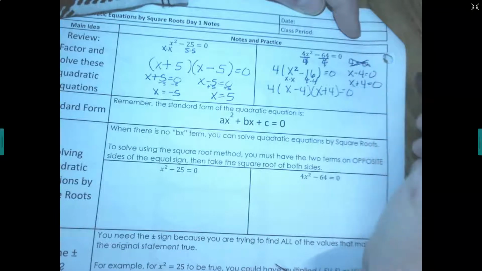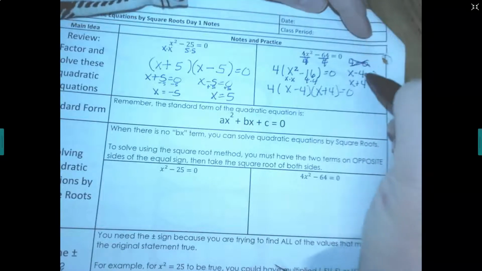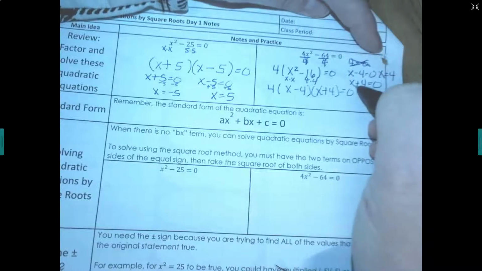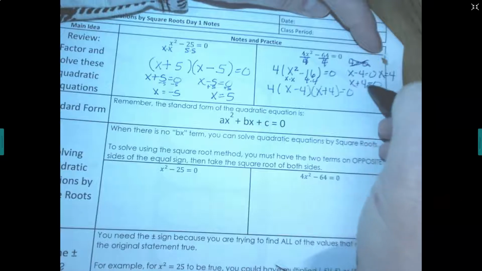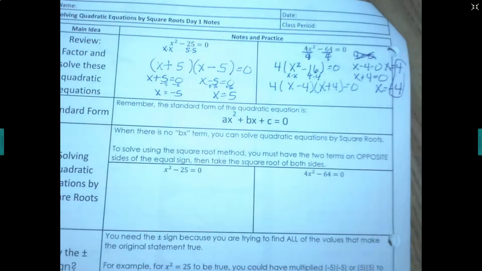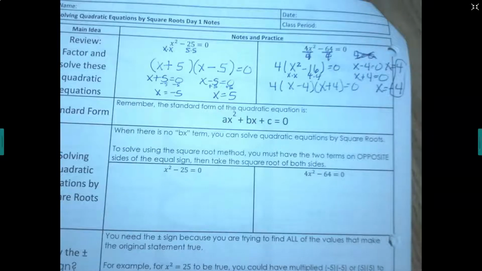x minus 4 equals 0. For that to be true, the x would have to be a positive 4, which we would get if we added the 4 to both sides. So x equals 4. This would be a negative 4, because negative 4 plus 4 is 0. x equals negative 4. So this graph goes through where x is positive 4 and x is negative 4. That's going to help us when we're talking about these square roots.